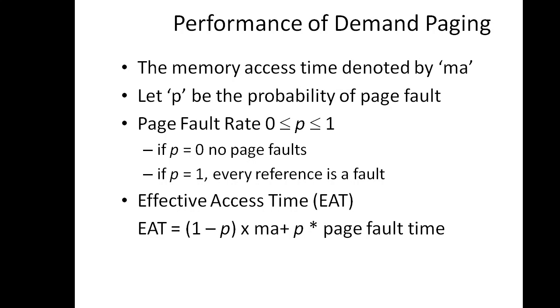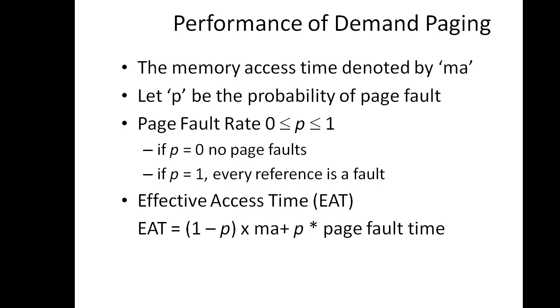Suppose we have a page fault, then what will be the effective access time? We must first read the relevant page from the disk and then access the desired word. So whenever we find a page fault, we will be reading that relevant page from the secondary storage and then placing it in the main memory. After that we can access that particular desired piece of information.